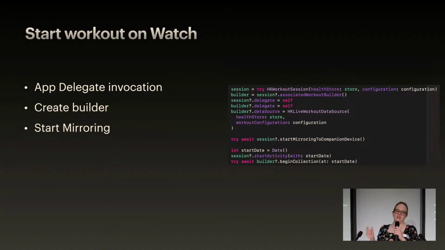You get your session, you get your builder, you assign all of your delegates, you then assign data sources because, yeah, all of this stuff is seriously old in design patterns, but it works and it's all good. And then you say, okay, session, go start mirroring to the companion device. In this case, the watch's companion is the phone, and that's when you get the callback. And off you go. You now have the sessions in sync and transferring data and everything like that.